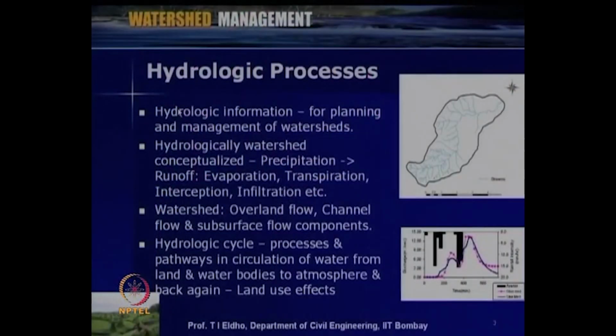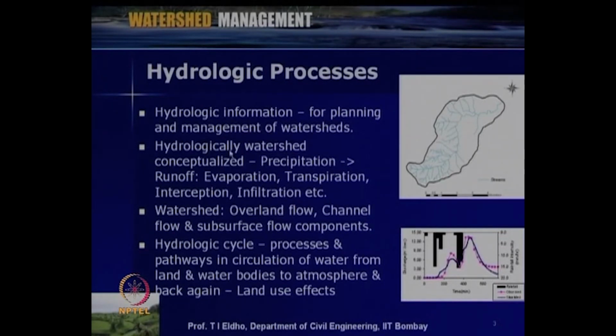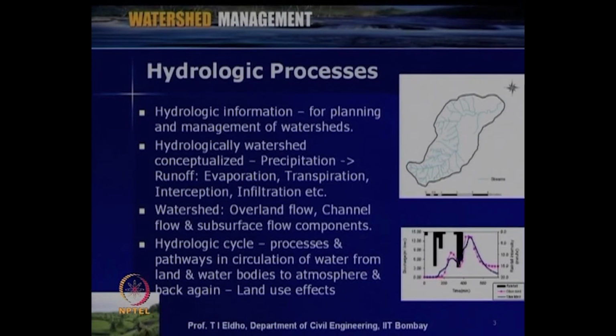The hydrologic information we are looking for is about water as a resource for watershed planning and management. Hydrologically, we can conceptualize the watershed as we discussed in the last lecture. Once we do the conceptualization, like the boundary of the watershed, the drainage network, the area of the watershed and various topographical and geographic conditions, then when we consider water as a resource, we have to see the various hydrological processes taking place within the watershed. Once precipitation takes place, from precipitation to runoff, as I mentioned already, there are a number of processes like evaporation, transpiration, interception, infiltration, etc.